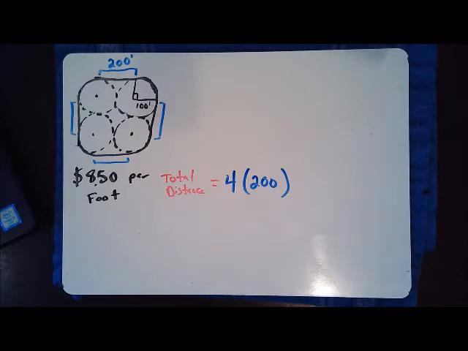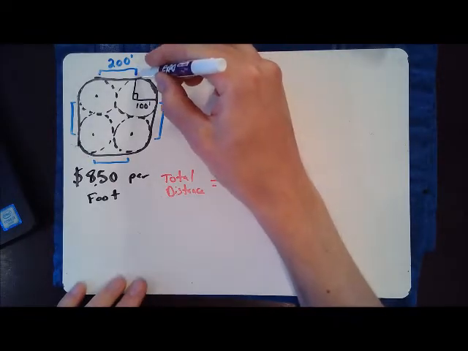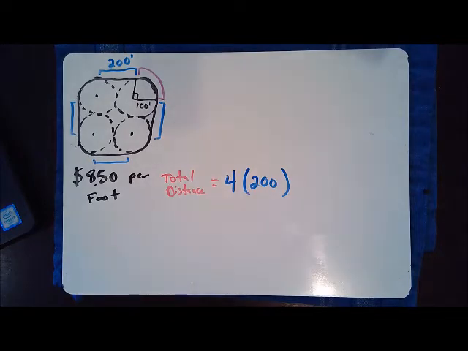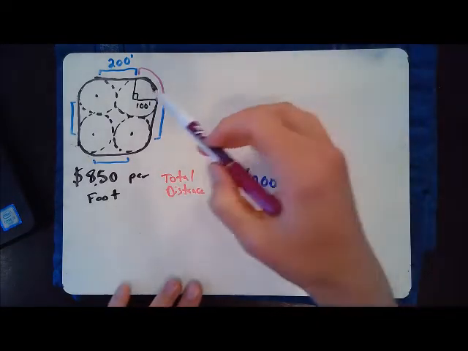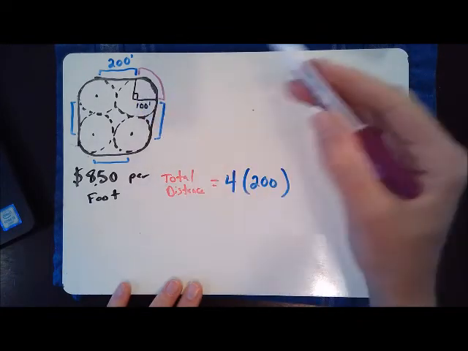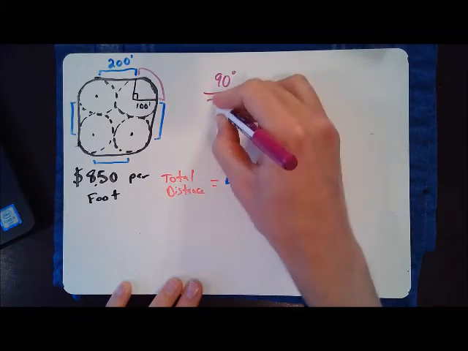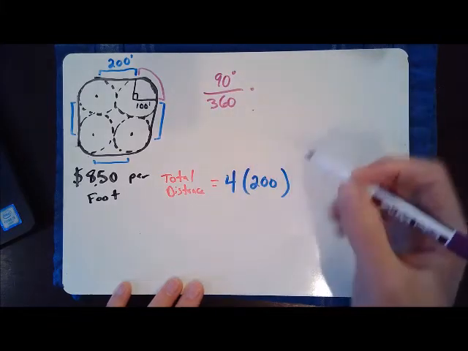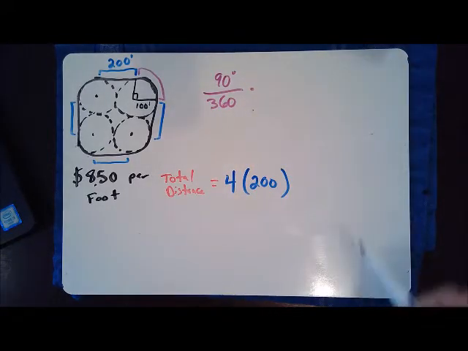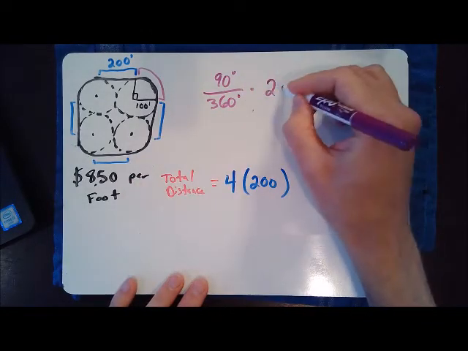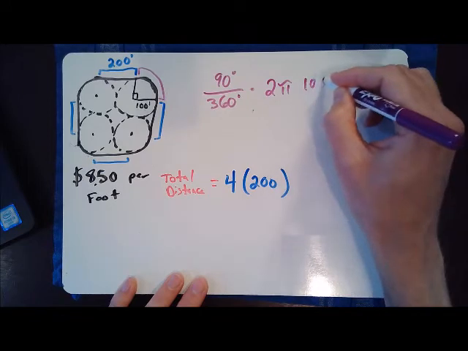So that gets a big chunk of the distance around the fence. But of course I still need my curved portions, which I'm going to represent in purple here. That curved portion is the length of an arc, so I want to use my arc length formula. In this case, I have a central angle of 90 degrees, so it's 90 degrees over 360, times the total circumference, which is 2 pi r, and with a radius of 100, it is 2 times pi times 100.